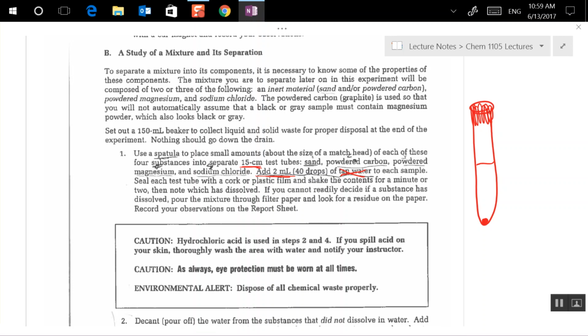Now, the whole reason that we're doing that is because the next thing you're going to be doing is you're going to be given an unknown mixture. You're going to be given an unknown mixture of some substances. And your job is to identify what is present. Okay?